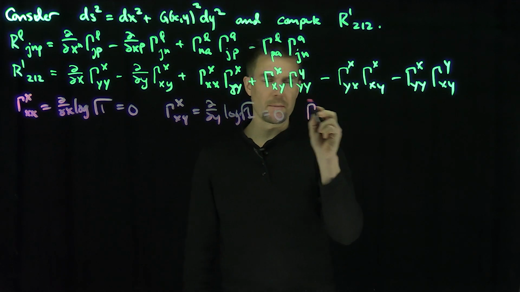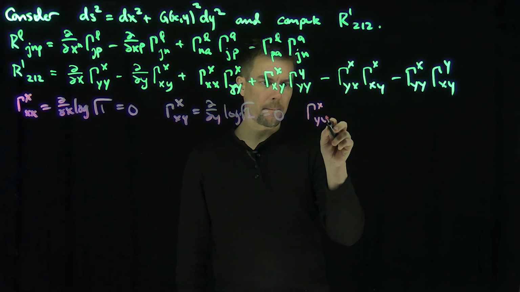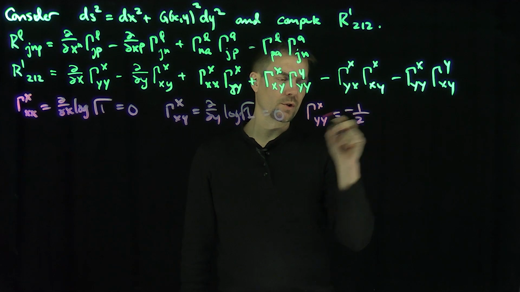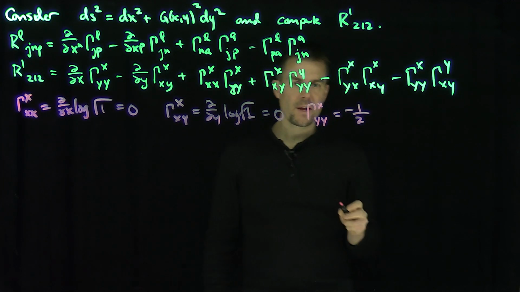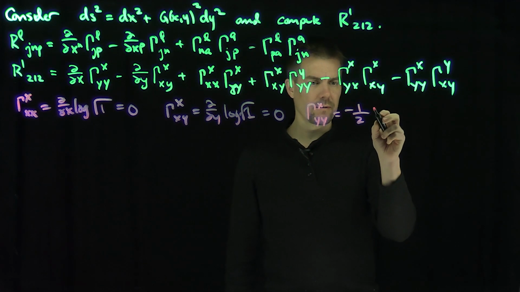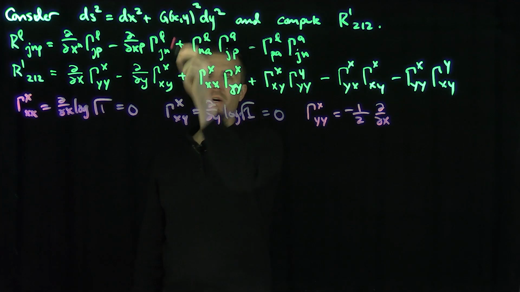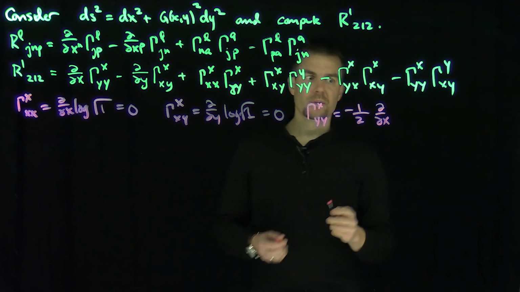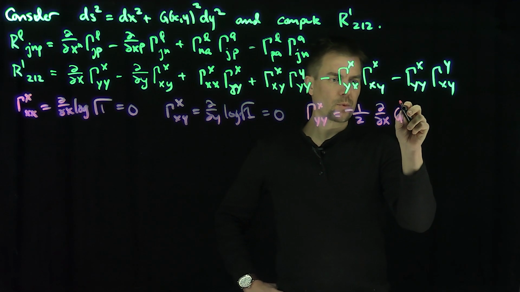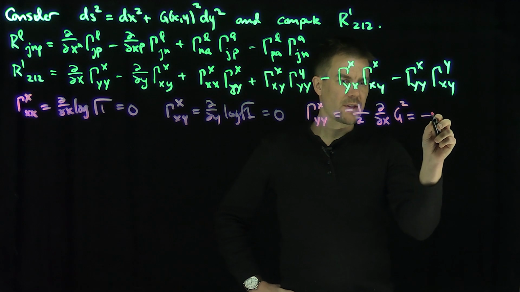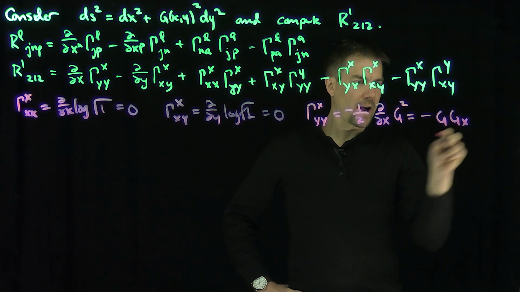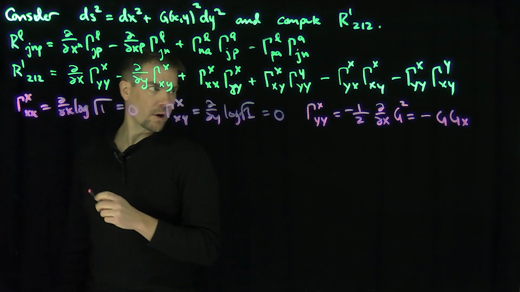Then finally, what's my gamma x, y, y? That's going to be negative 1 over 2, the x component, which is a 1. Then I need to do an x derivative of the y component, which is going to be g squared. So I'm going to have a negative g g_x, like that. That's my Christoffel symbol over there.